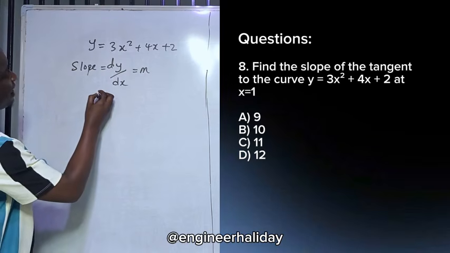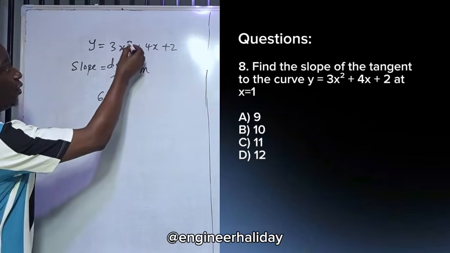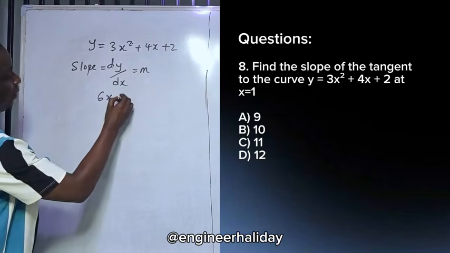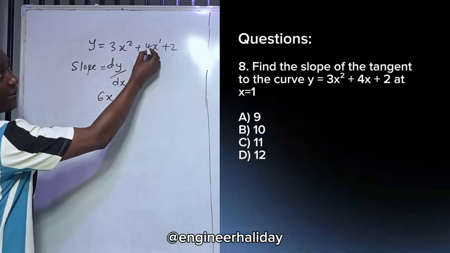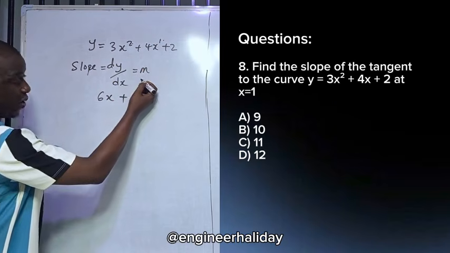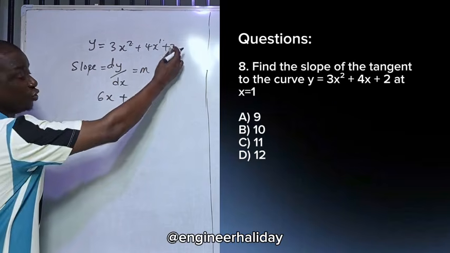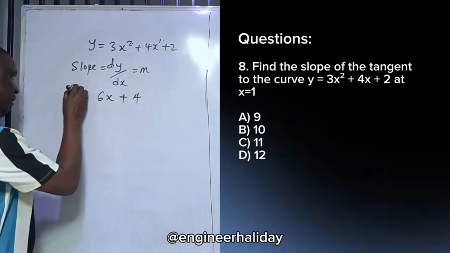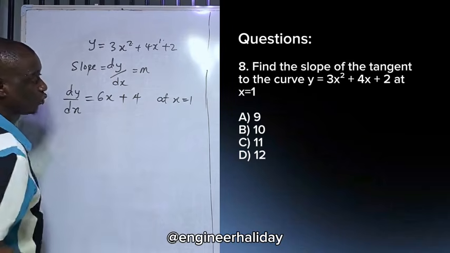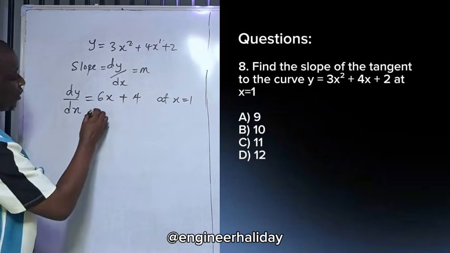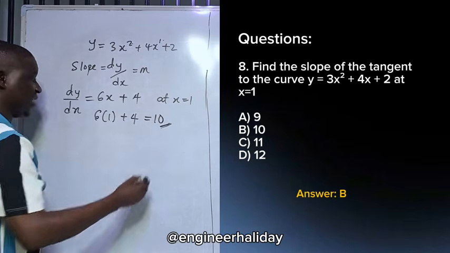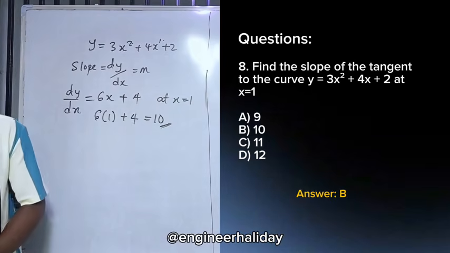When we differentiate, 3x squared will give us 6x. We differentiate how? 2 times 3 is 6, then remove 1 on the power. Plus what? This one is 1, 1 times 4 is 4. Remove 1 on the power, it becomes 0. Anything raised by 0 is 1. So it means 4. If you differentiate 2, it is 0. So this one is the slope. But they also ask us to find the slope at x equals 1. So anywhere we see x, we put 1. So we are going to have 6 into bracket 1 plus 4. What do we have? 10 as the answer. So the answer is 10.